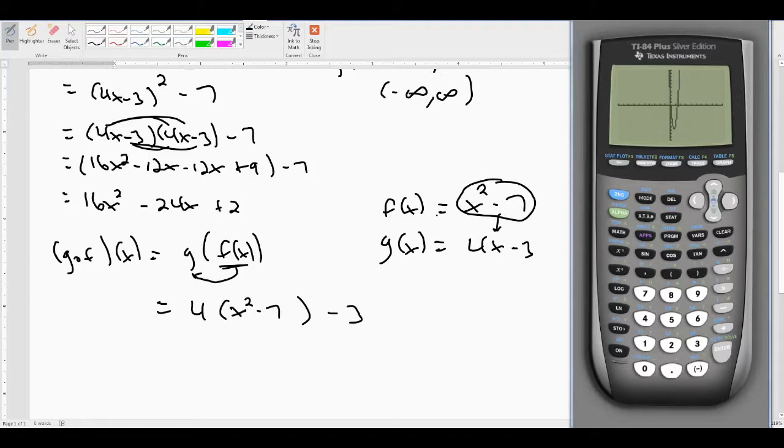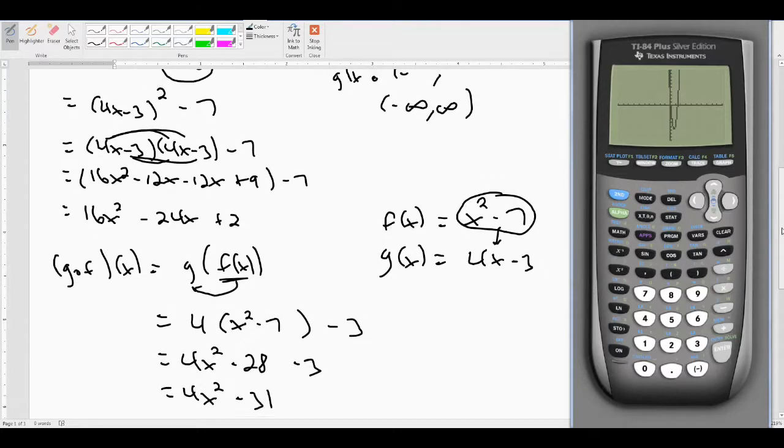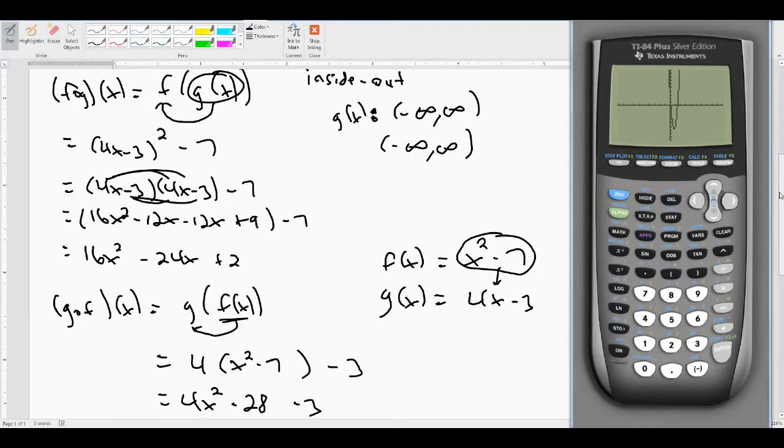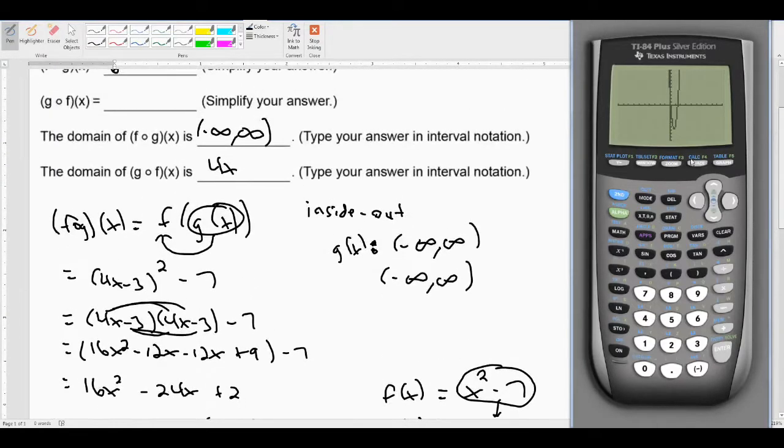See that? F inside of g. And then clean it up. 4x squared minus 28 minus 3. 4x squared minus 31. And that's our g of f. What is it? 4x minus 21? 4x minus 31. 4x squared minus 31.